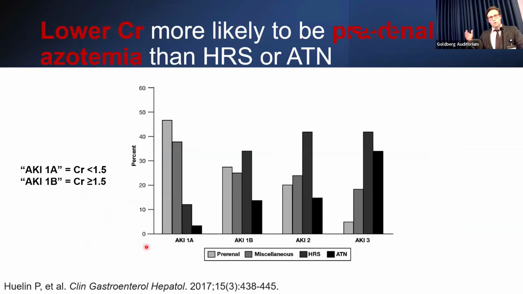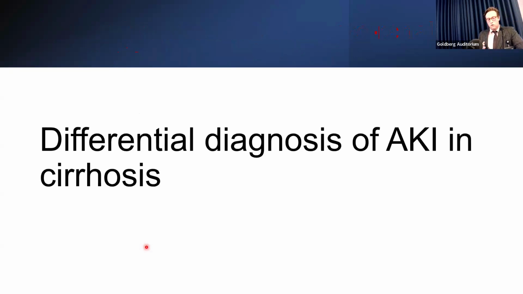As we start, we will more formally go into how we actually make this diagnosis, but just eyeballing it, the higher your creatinine is, the more likely it's going to be HRS or ATN, with all the caveats that come with serum creatinine measurements. So creatinines less than 1.5 are more likely, based on this study, to be due to prerenal azotemia compared to other etiologies.